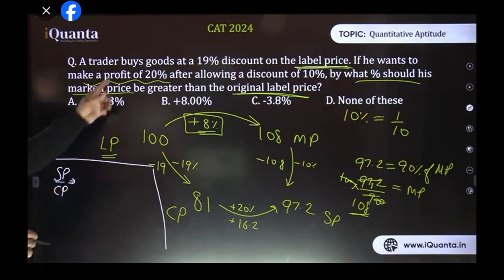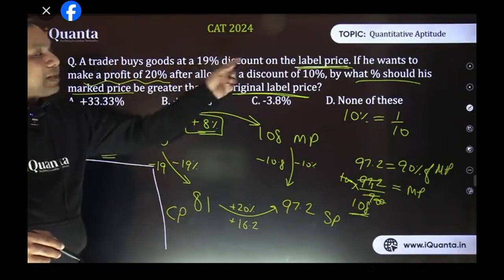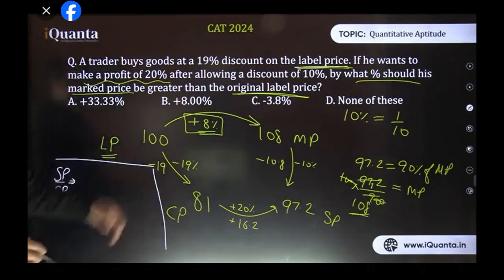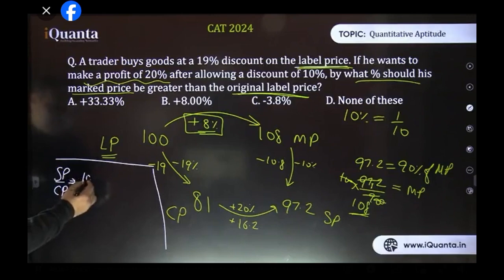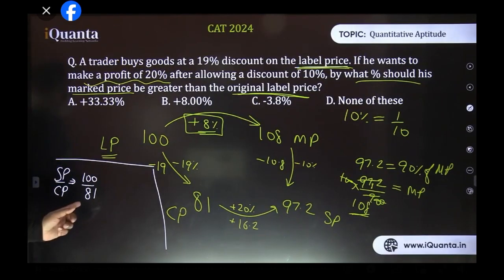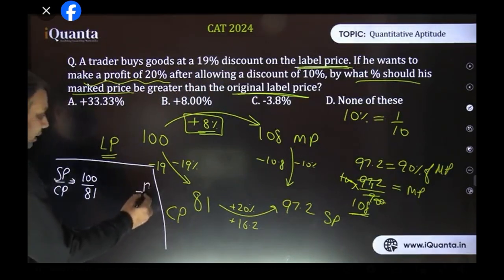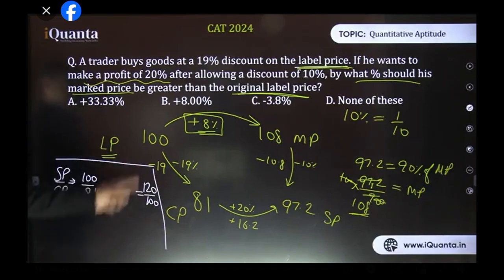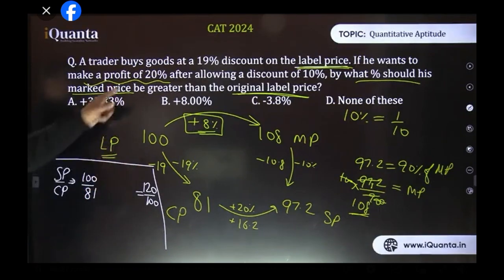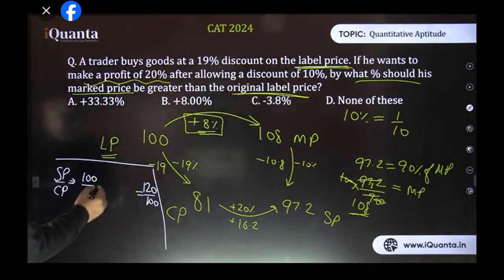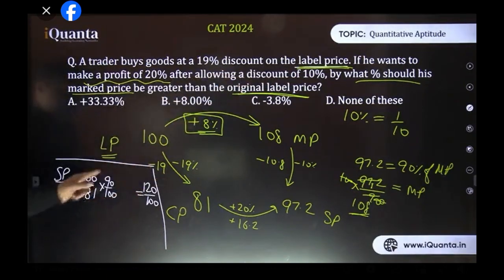Now see, he buys a good at a discount of 19% from the original label price. So the label price is 100, but his cost price has decreased by 19%. So that was the first multiplying factor here. After that, he wants to make a profit of 20%. That is the net profit he wanted. 20%, so 120 by 100 is the net multiplying factor we want. But in between, he is allowing a discount of 10% also. So that makes it 90 by 100, right? He's giving a discount of 10%, so he's reducing the price by 10%.